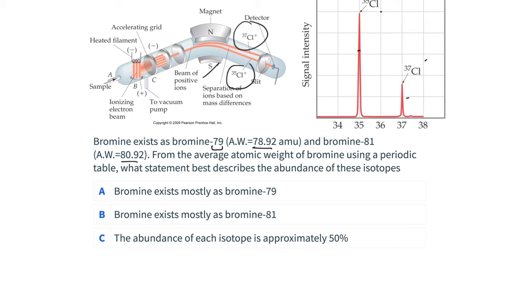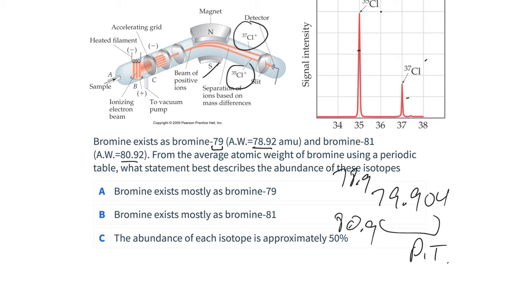If we look up the average atomic weight of bromine in the periodic table, it's 79.9 that's listed. For bromine, 79.904. So this is what I get from the periodic table. So if you know one isotope is about 78.9 and the other isotope is about 80.9, on average, bromine turned out to be about right in the middle, 79.9.